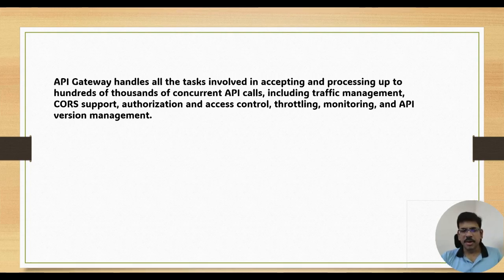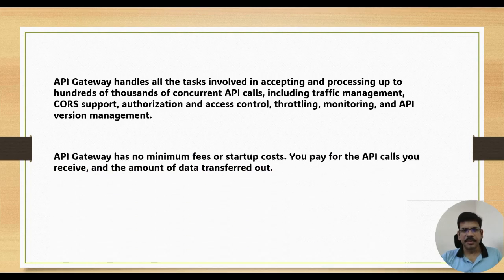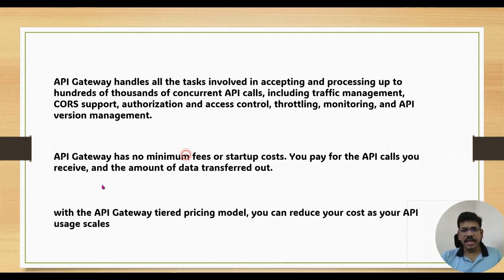CORS is a browser-based security feature. So API Gateway provides CORS support, authorization, access control, throttling, monitoring, and API version management. API Gateway has no minimum fees or startup cost. You pay for the API calls you receive and the amount of data you transfer out. With the API Gateway tiered pricing model, you can reduce your cost as your API usage scales.